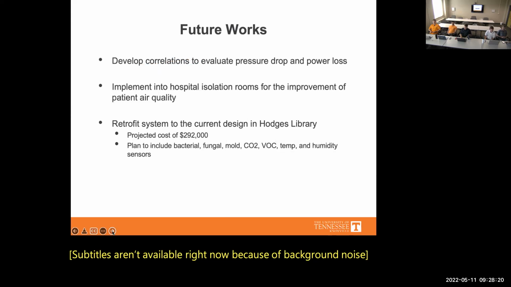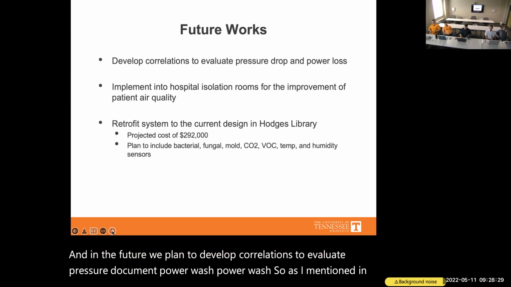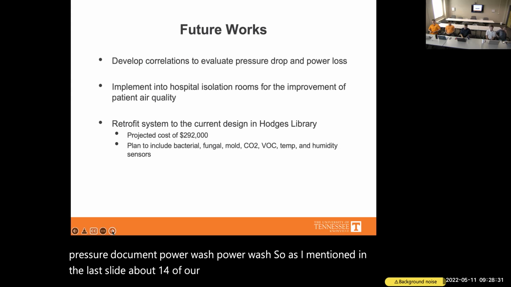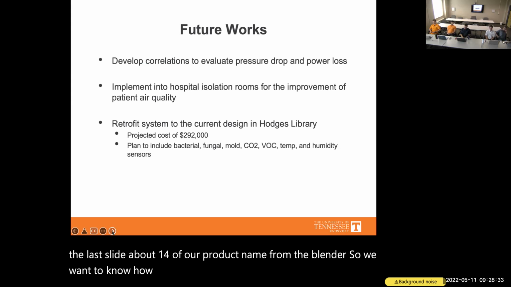And in the future, we plan to develop correlations to evaluate pressure drop and power loss. As I mentioned in the last slide, about 80% of our pressure drop came from the blender, so we want to know how this affects our power loss.